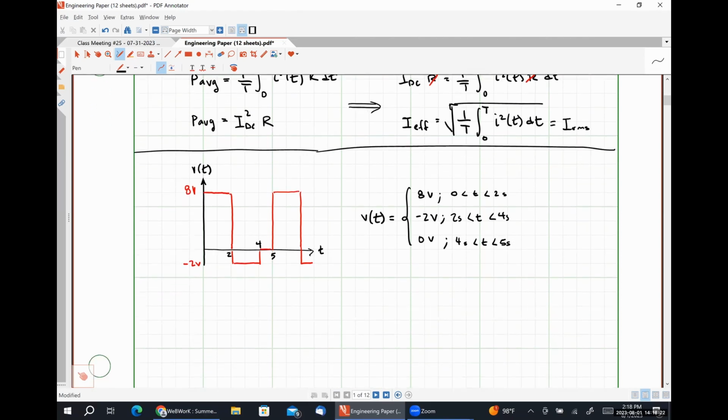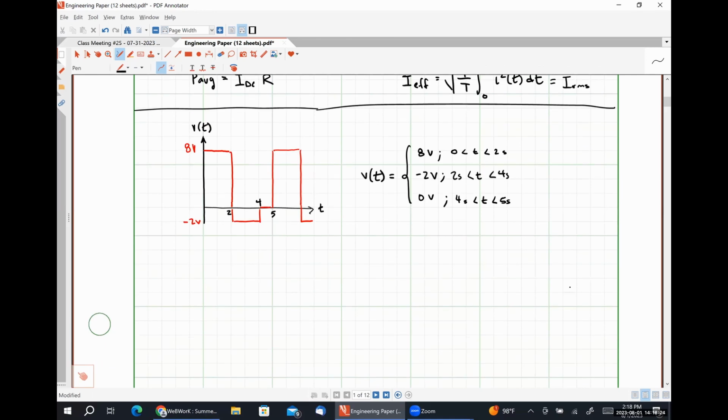So if we wanted to find the effective value of this periodic voltage waveform, we would use the equation above, where our effective voltage is going to be the square root of 1 over the period times the integral over one period of our voltage squared with respect to time. Right? So what is the period of my function?